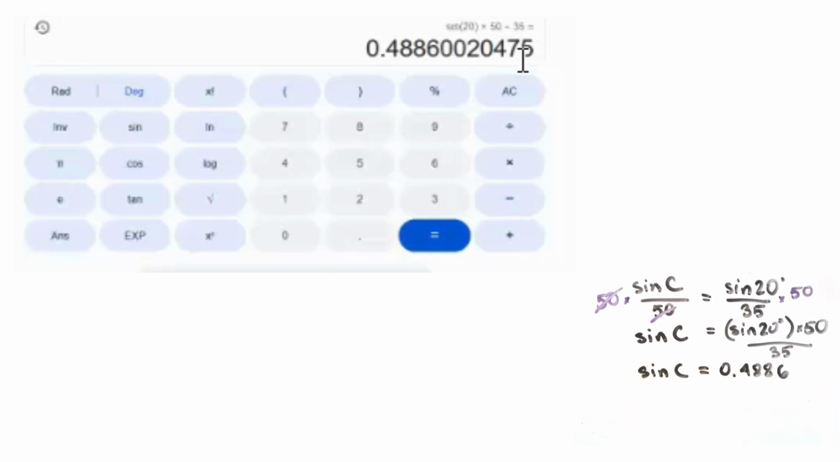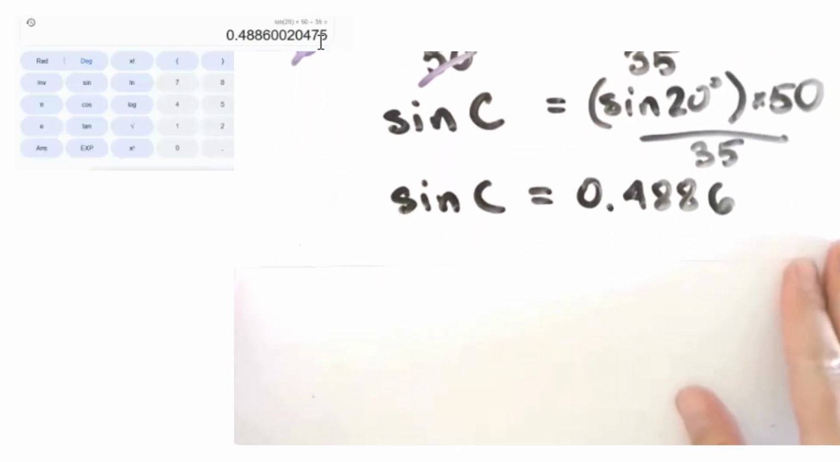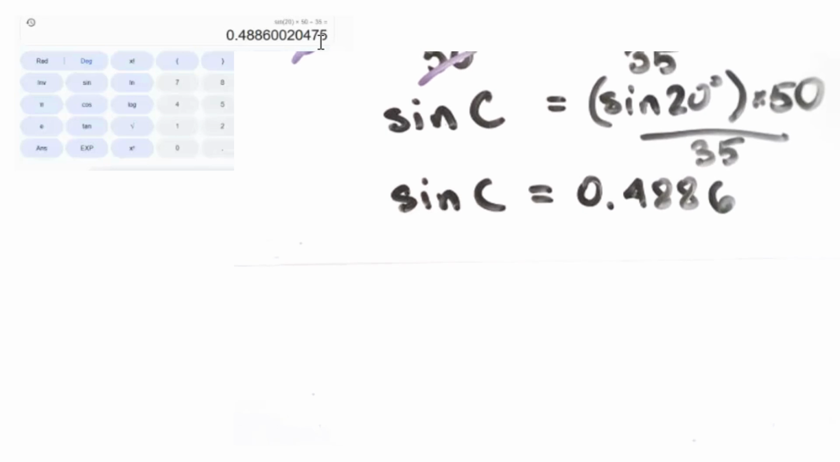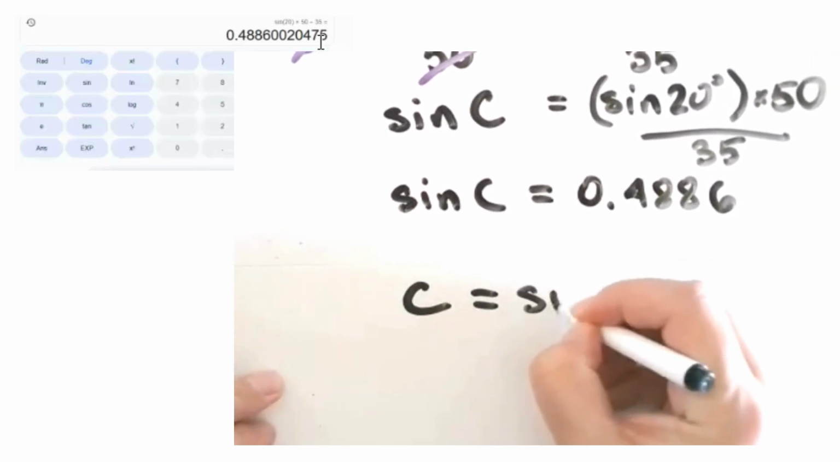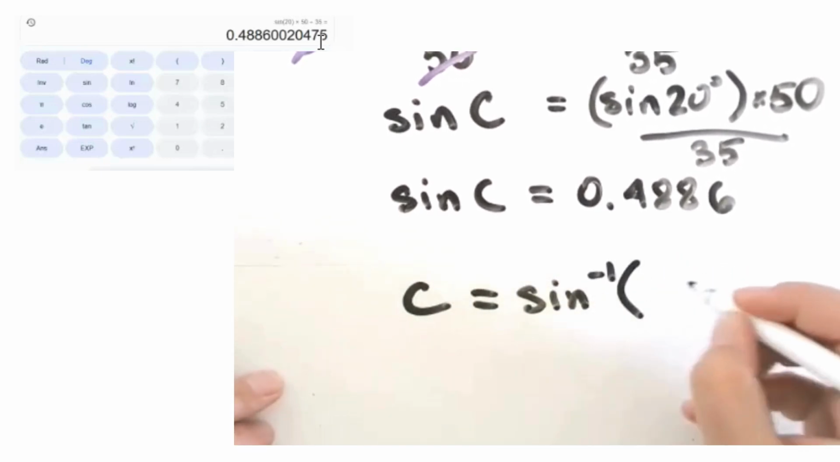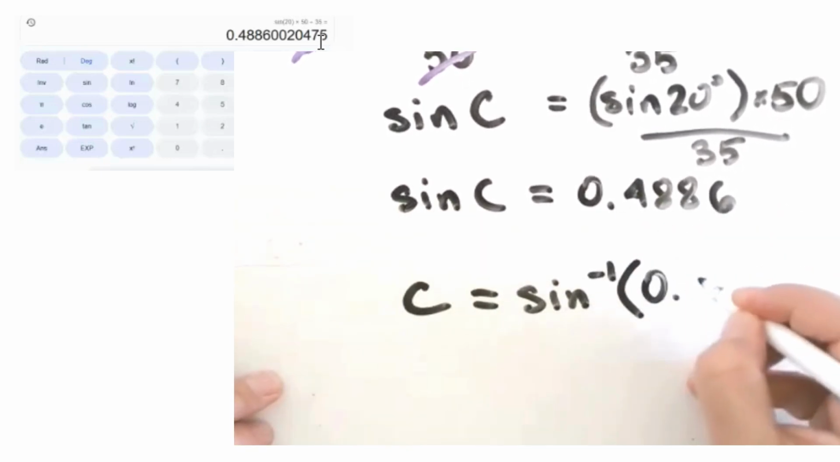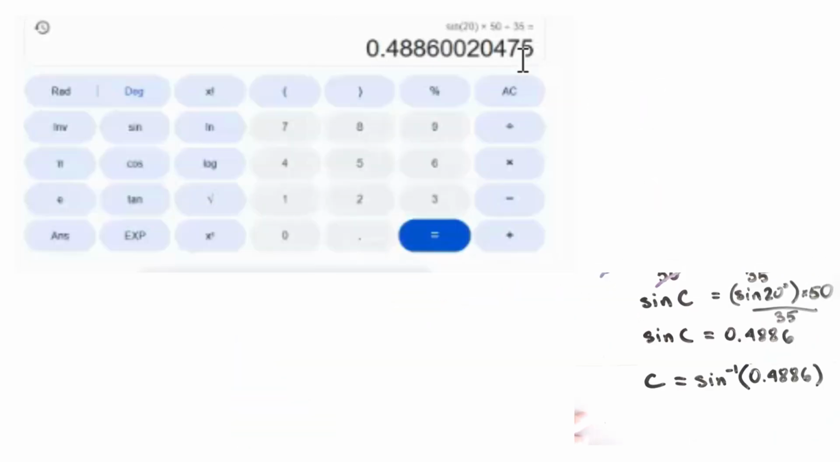I'll explain that in a separate video. So are we done? No, we are not done. Last thing: I know what the value of sine C equals. The last thing I need to do is take C equal to the sine inverse, with that little -1, of this decimal value, 0.4886. I need a calculator for this.